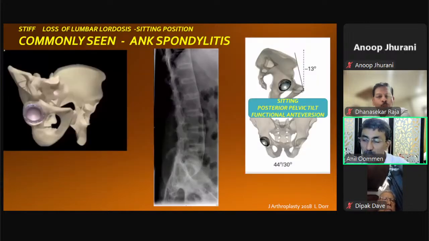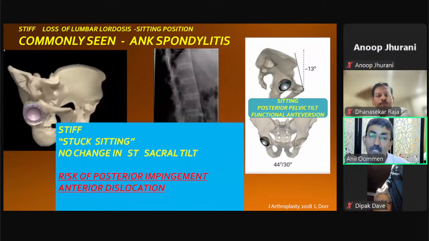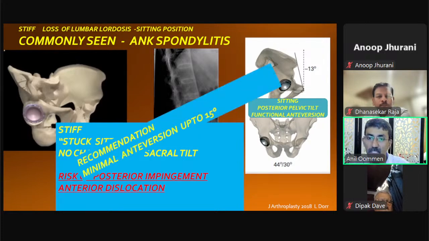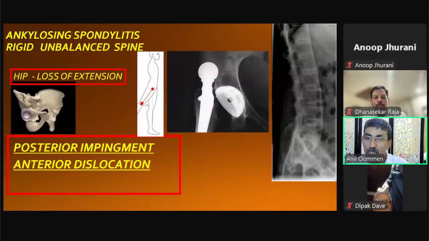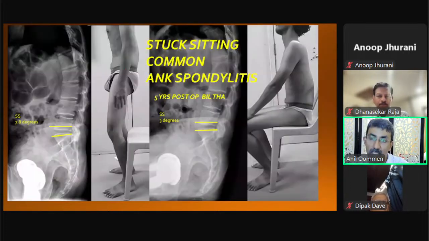So in the other scenario, where you see that loss of lumbar lordosis, the stuck sitting position, where there's a risk of posterior impingement and anterior dislocation, obviously you do not want to increase the anteversion because of the risk of posterior impingement and anterior dislocation that can occur. So you would put the cup in minimal anteversion. You would take care not to excessively antevert the cup because there can be a loss of extension and that can result in posterior impingement and anterior dislocation.